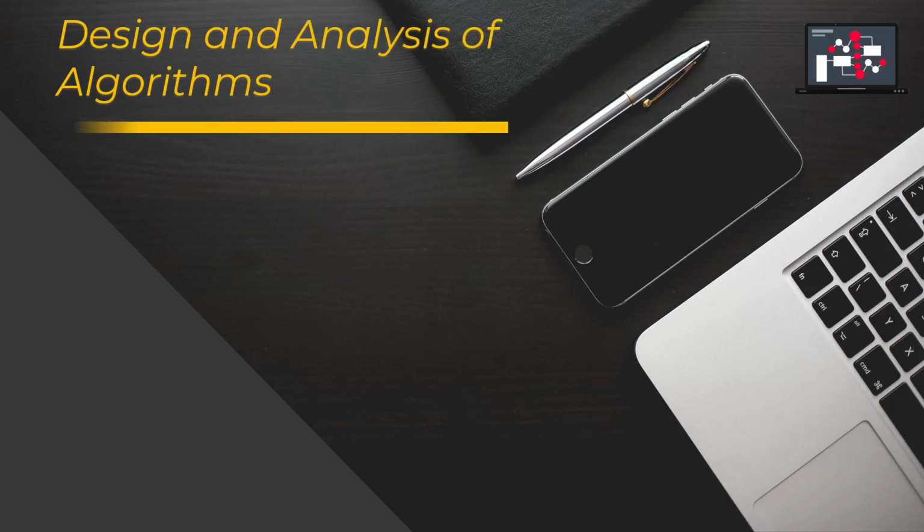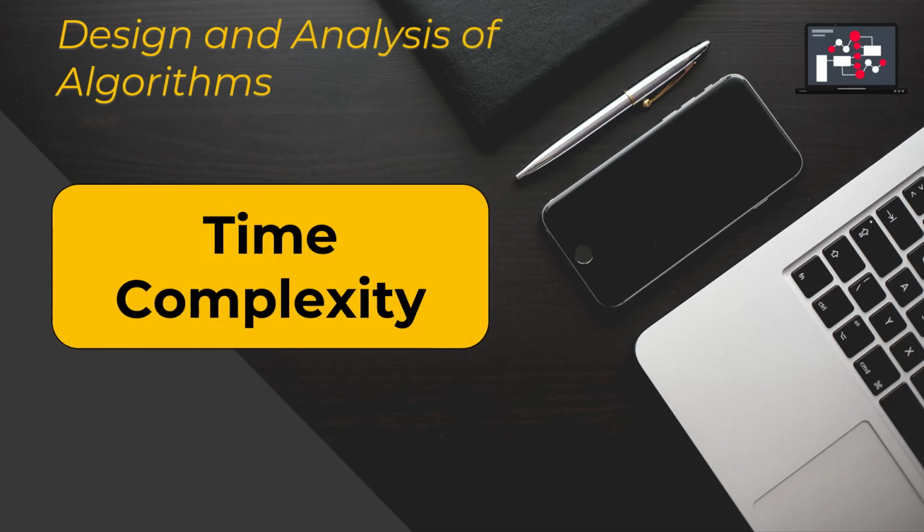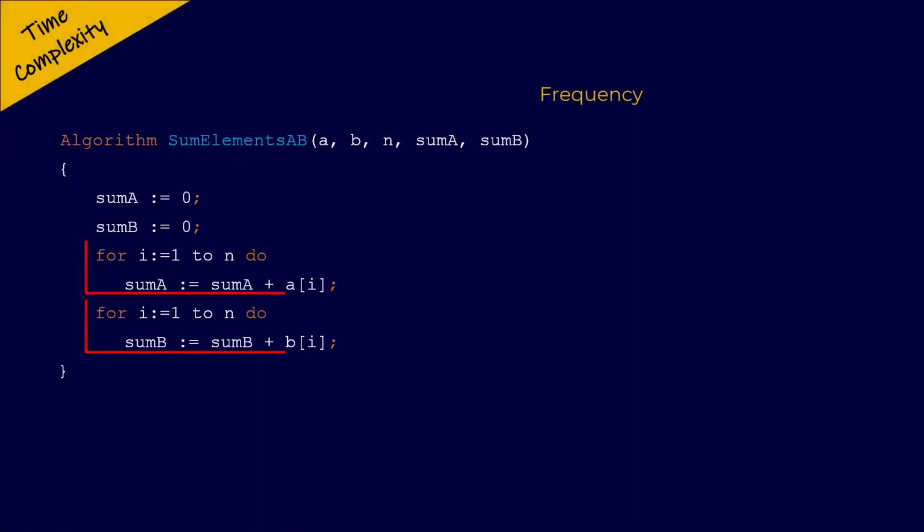In this video, we will look at how to compute the time complexity of multiple for loops in an algorithm which are not nested for loops. We will focus on the number of times the primitive operations are performed by an algorithm to compute the time complexity. Let us look at the pseudocode of this algorithm, sum elements AB.